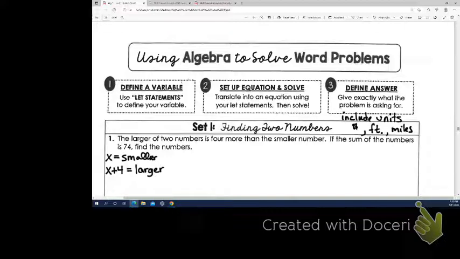So now read on. If the sum, hopefully you recall that sum is the answer to addition, so that tells me I'm adding the two numbers. So if the first one is represented by x, and the second one is represented by x plus 4, then I'm adding those two things, right? And then that will equal my sum, which in this case is 74.